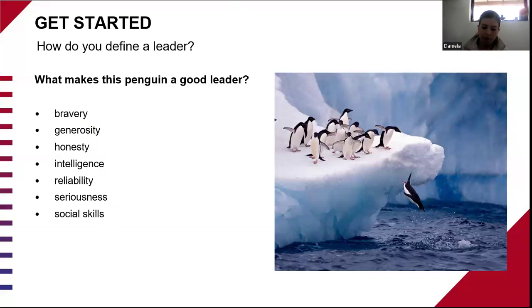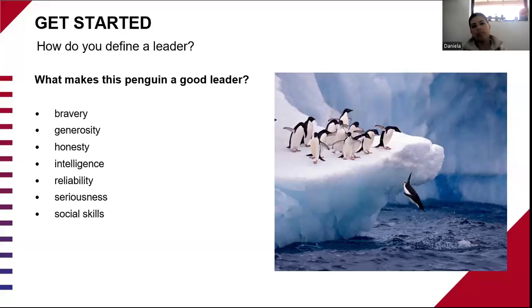Okay. So which one do you think describes the best leader in our world? Okay, so let's use these. Oh, sorry, I said adjectives. These are nouns, like bravery. It's a noun. The adjective should be brave. The adjective of generosity is generous. The adjective of honesty is honest. The adjective of intelligence is intelligent. Reliability, reliable. Seriousness, serious. Well, social skills, there's no adjective from that word, okay? So in this case, we're using some nouns.